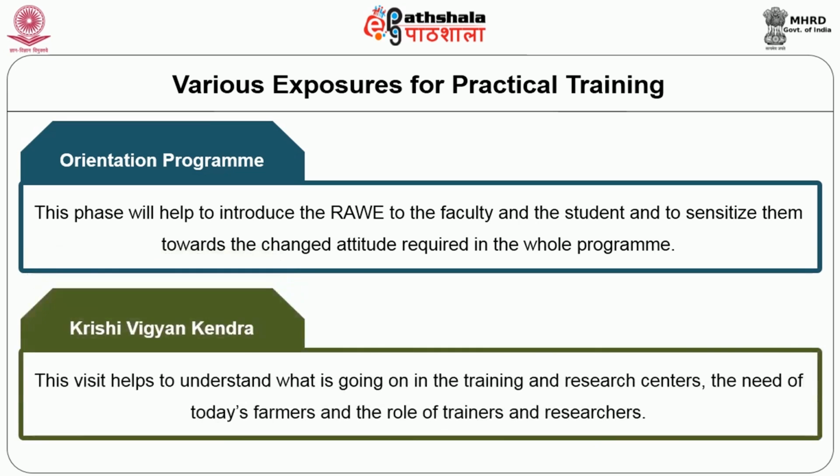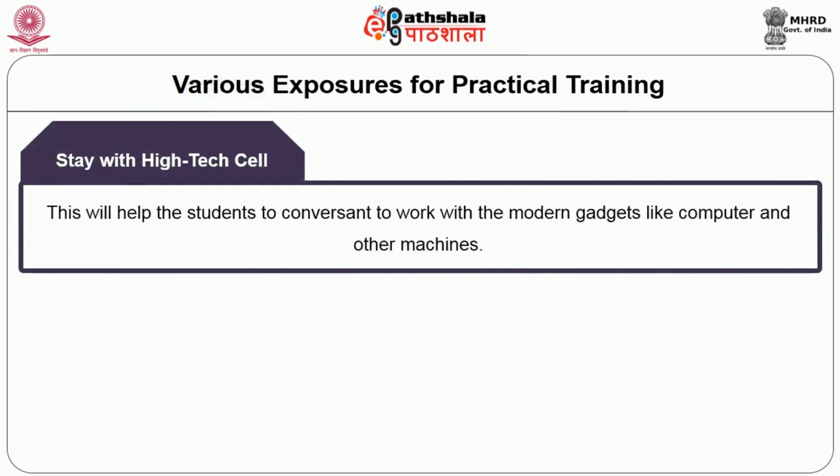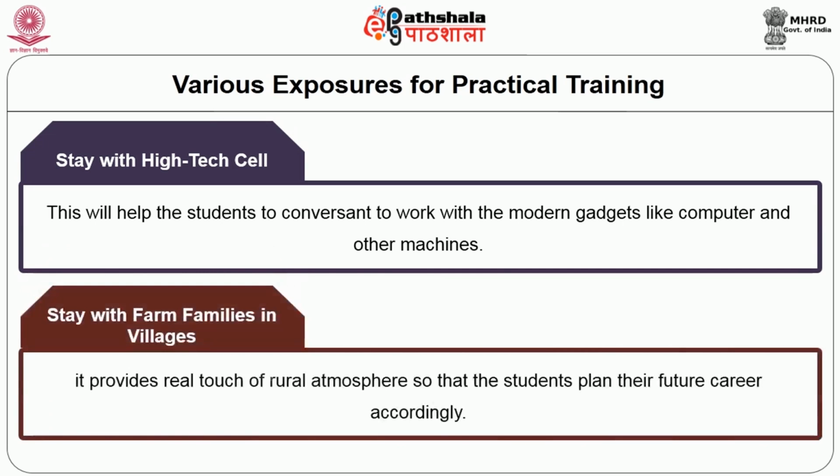Stay at Agriculture Research Station, Krishi Vigyan Kendra. The visit helps to understand what is going on at the research and training center, the needs of today's farmers and the role of training and researchers. Stay with the high-tech cell. This will help the students to work with modern gadgets like computers and other machines. Stay with farm families in the village. It provides a real touch of rural atmosphere so that the students plan their future career accordingly.